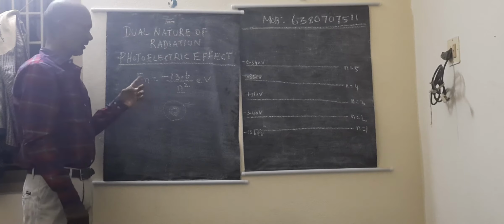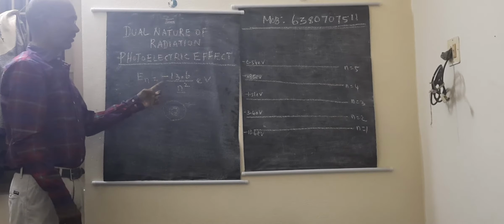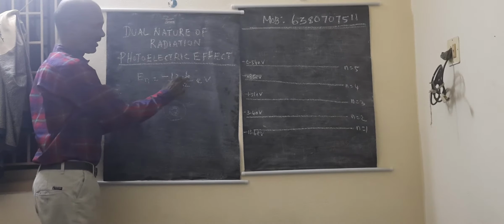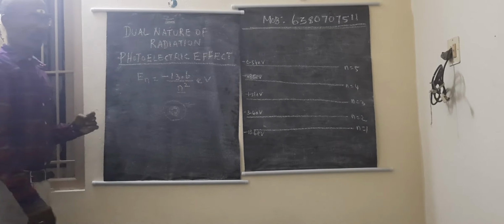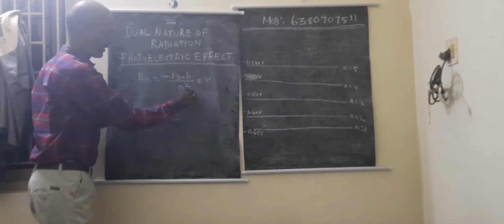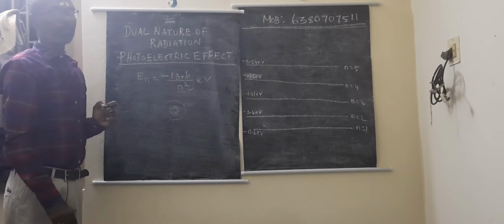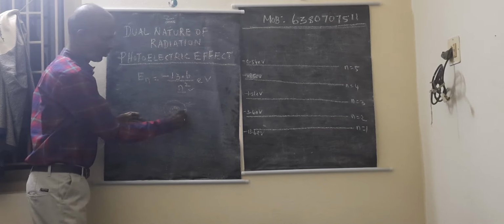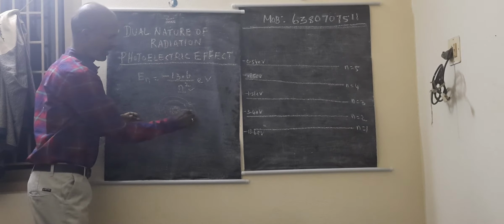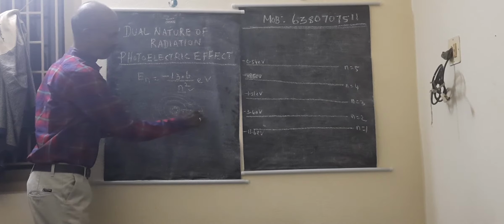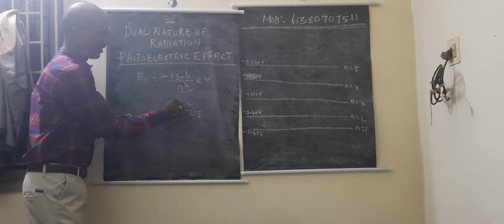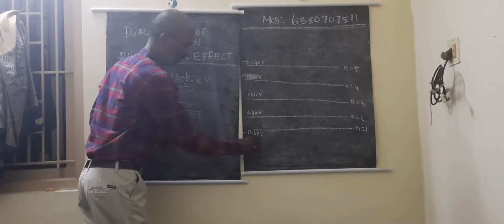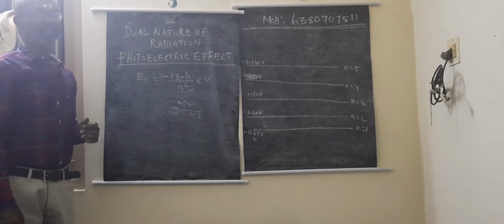So the first one is the energy of an electron in the nth orbit, given by En is equal to minus 13.6 by n square electron volt. The meaning is that here this n is the principal quantum number. Suppose this is the proton, this will be n is equal to 1, the first level, this will be the second level, this will be the third level. Suppose an electron is in the first level, it will have a total energy of minus 13.6 electron volt.